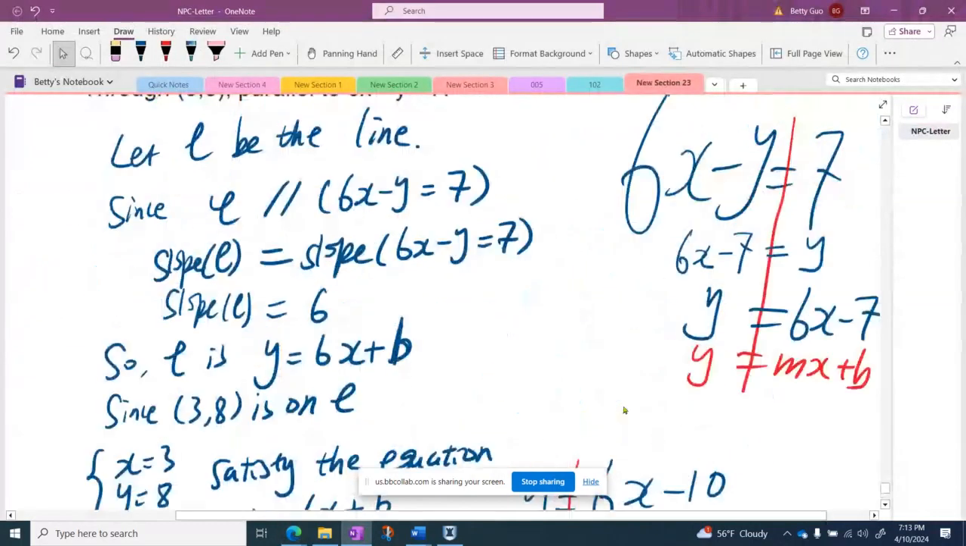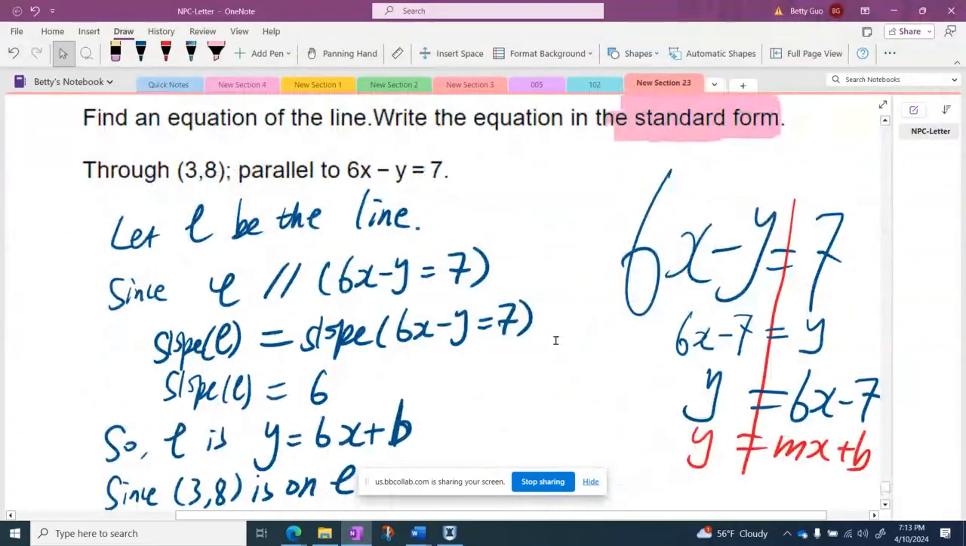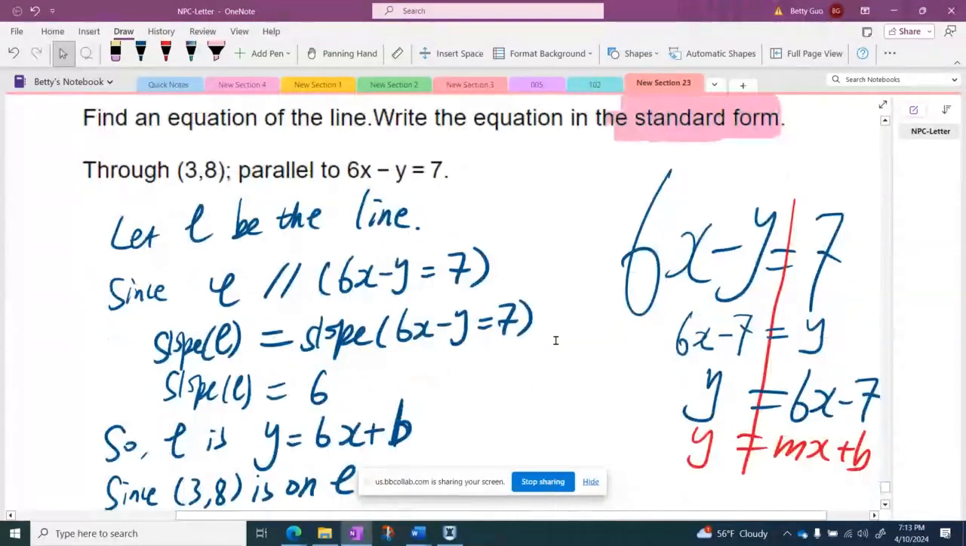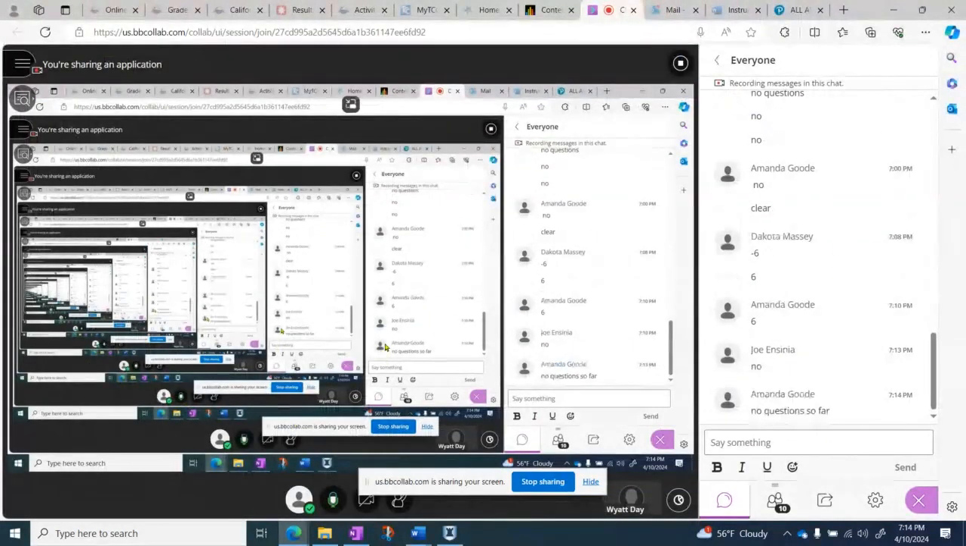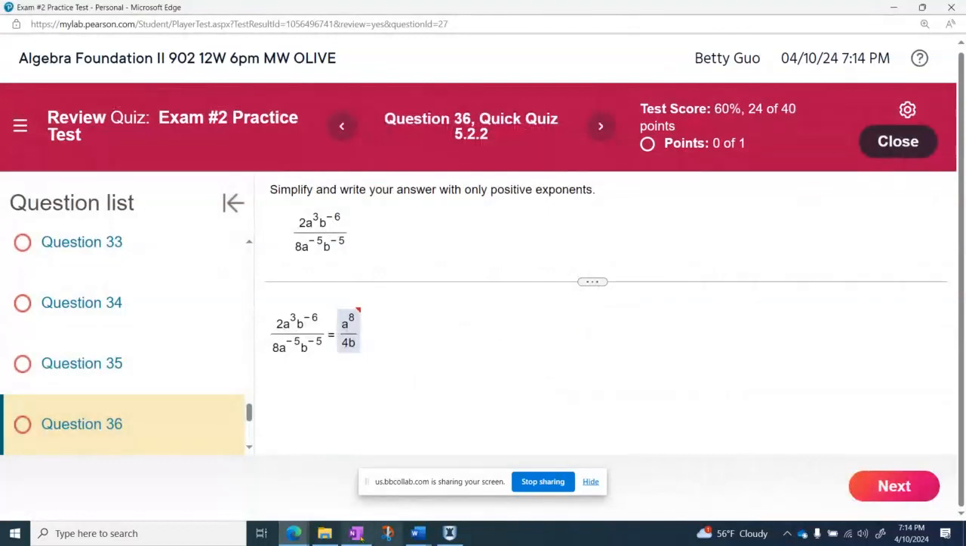This is a challenging problem, by the way. Please let me know, do you have any questions? When you repeat enough, when you practice enough, a bigger project, when you get familiar with it, you will not feel the project that big anymore. It's really doable. It takes time to get familiar with that. No questions so far. Thank you, Joe and Amanda. Okay, let's continue. Simplify.